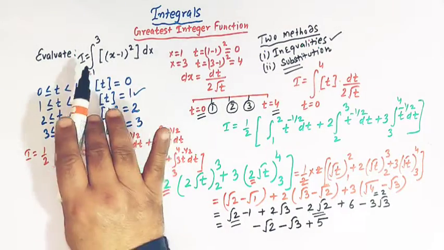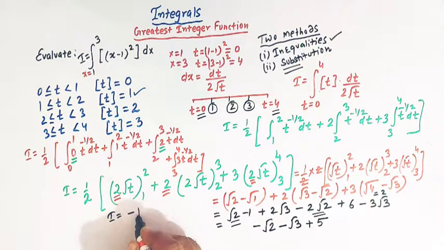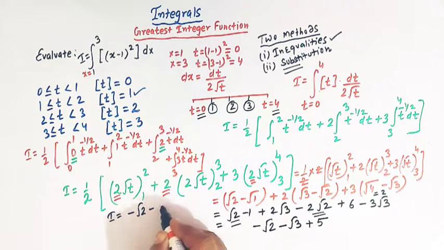So viewers, the value of this integral I is equal to minus root 2 minus root 3 plus 5. So this is how, by the definition of the greatest integer function and other concepts, we can solve these kinds of integrals.